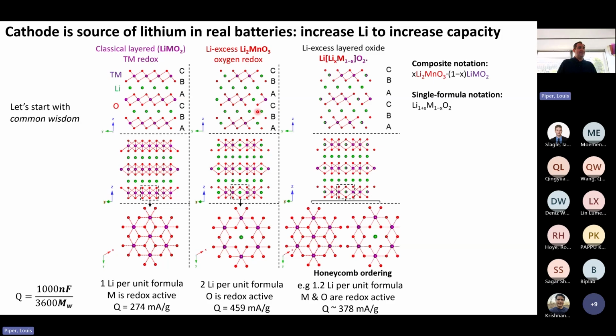Then we have essentially these composite materials, which are nanoscale composites, not quite a solid solution, where you have a mixture with different ratios of those two end members, giving a single notation for a lithium excess system. Typically, the materials that have been developed as these, if they're excess, usually have about 1.1 to 1.3 lithium per unit formula. It does increase your theoretical capacity, and the view is now you have both metal and oxygen as your redox active components.